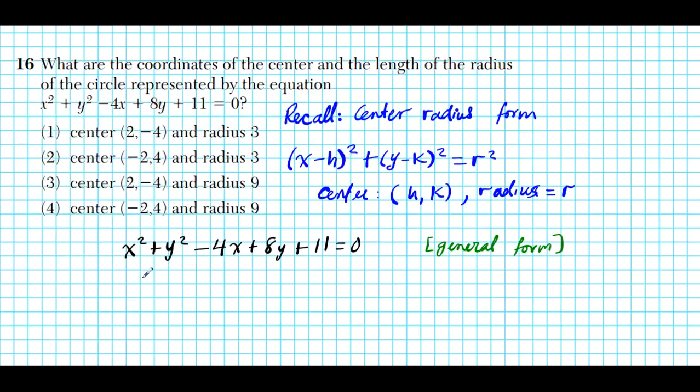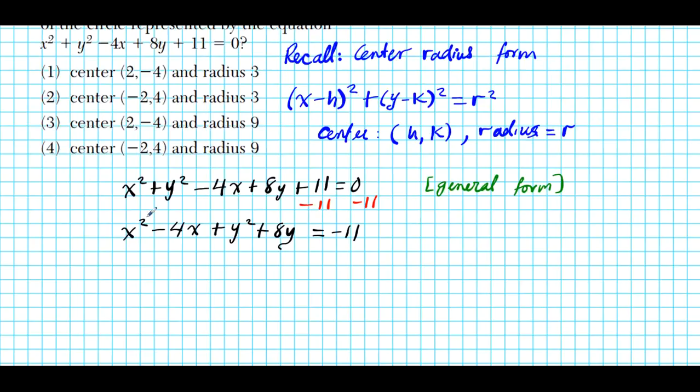First things first, we're going to organize our x's and y's next to each other. So we have x squared minus 4x plus y squared plus 8y. Now 11 doesn't belong to the x's or the y's, so we'll move it to the other side of the equation, and then we have it equal to negative 11. Now what did we just create? We have created two incomplete squares. So what do you think we're going to do next? We're going to proceed to complete the squares with the x's and the y's.